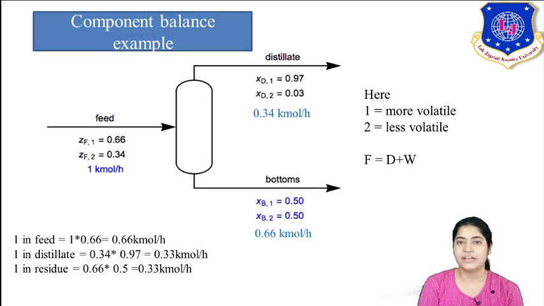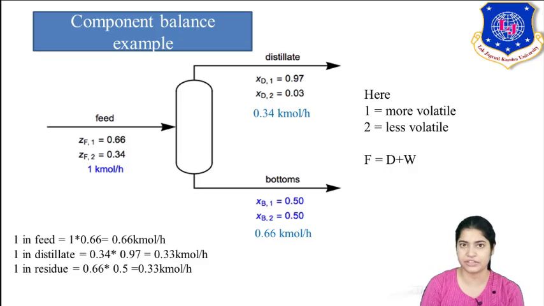I have taken a feed where 1 is the more volatile component and 2 is the less volatile. The overall material balance is F equal to D plus W: the amount of feed is equal to distillate plus residue. That is my overall balance. Now you can see my mixture. The mole fraction of 1 in feed is 0.66. In distillate, the mole fraction is 0.97, whereas in the bottom, the mole fraction of 1 is 0.5. So in the distillate, 0.97 shows how much you have increased the composition.